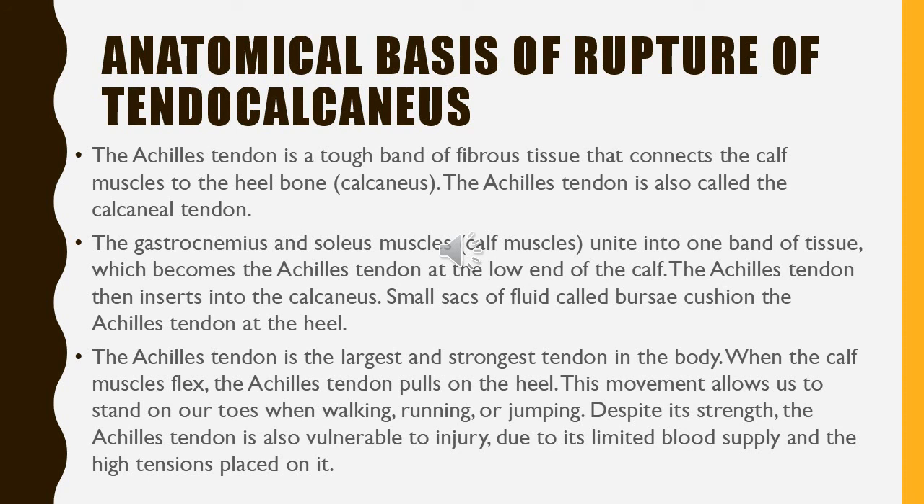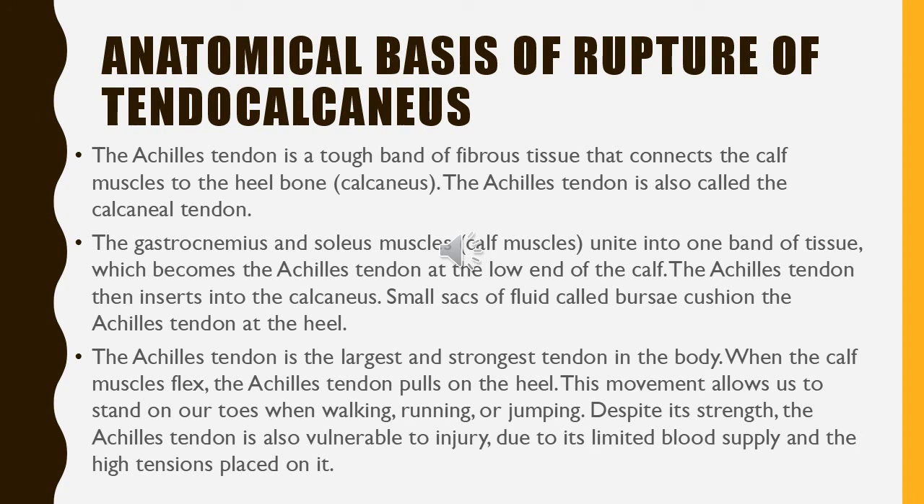Then the tendon starts. The anterior aspect of this tendon also contains the soleus muscle, and the tendons of the gastrocnemius and the soleus unite to form one band of tissue, which becomes the Achilles tendon at the lower end of the calf, and it inserts into the calcaneum. Small fluid-filled sacs called bursae cushion the Achilles tendon at the heel.